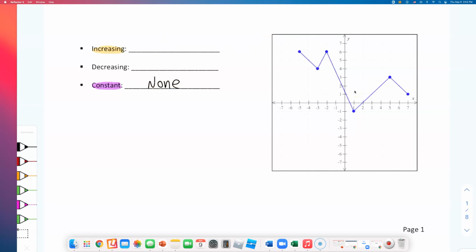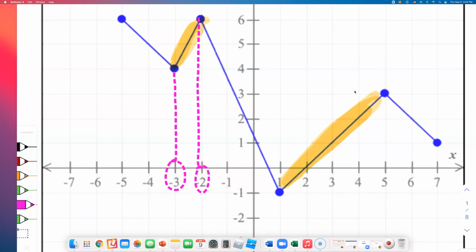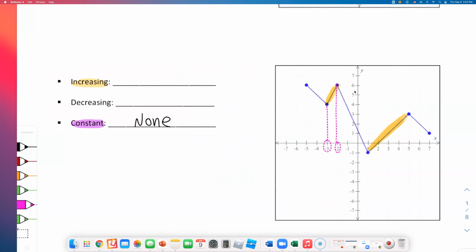Let's go back to increasing. It's going up right there. It's going up right there. So I need to write interval notation for those 2 orange intervals. Let me start with this one. It starts going up at -3, stops going up at -2. It was a short trip, but it went up a lot. So the first interval is from -3 to -2.